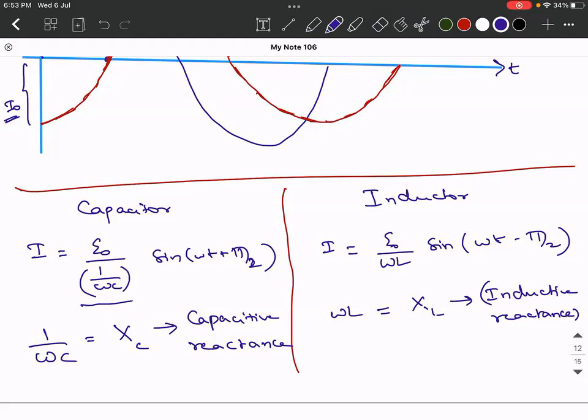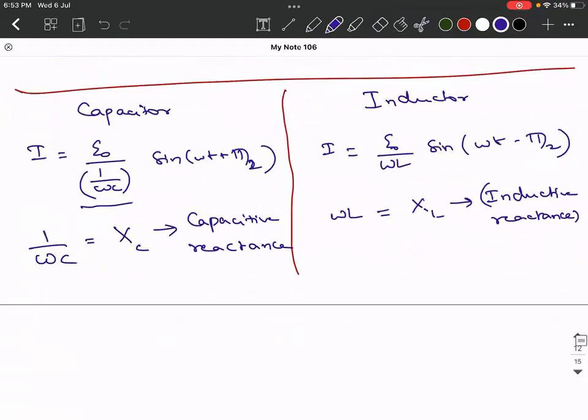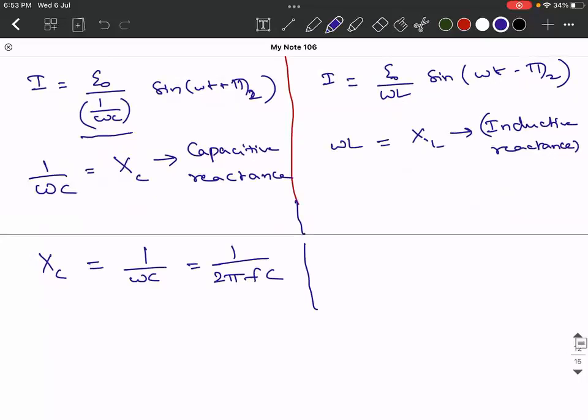So inductive reactance and capacitive reactance. Now, can I say Xc is equal to 1 by omega C? Can I write it as 1 by 2 pi f into C? So I'm doing it simultaneously. Okay, observe: Xc is equal to 1 by 2 pi f into C.